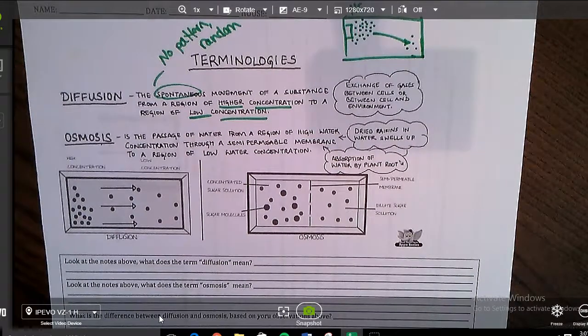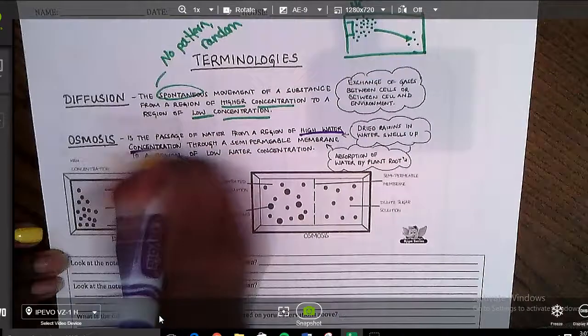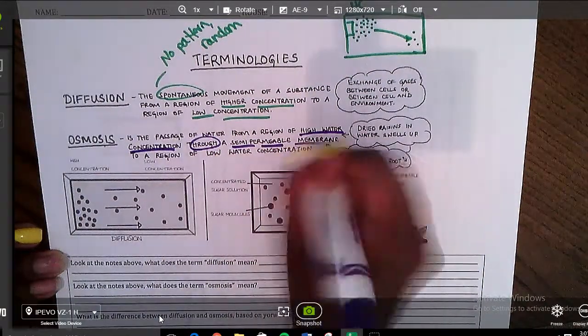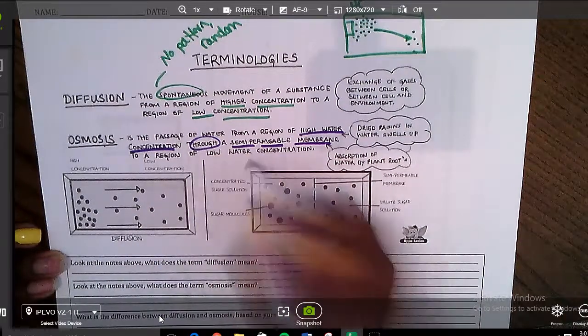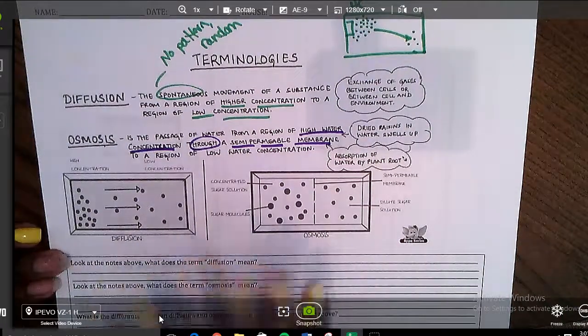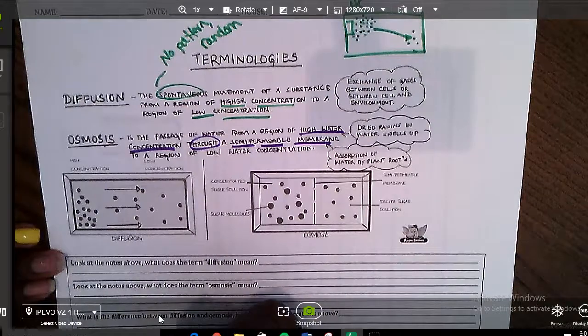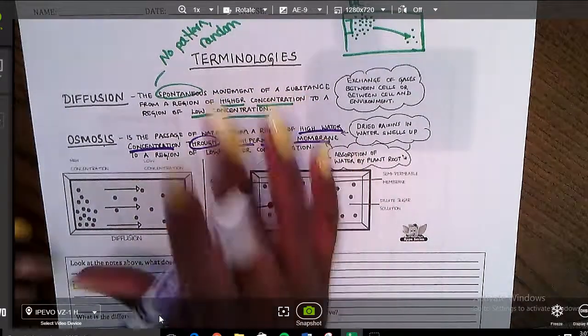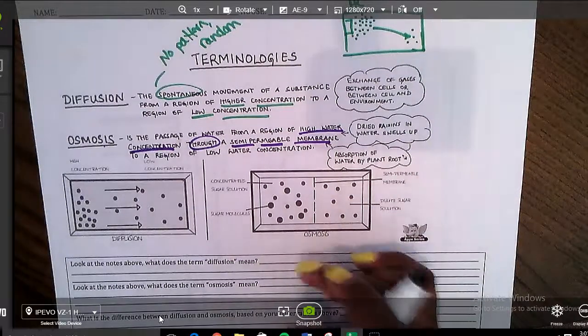Osmosis is the passage of water from a region of higher concentration, so we see that same phrase, through a semi-permeable membrane, to a region of low water concentration. So now we have some things that we need to focus on. Diffusion is just the movement of molecules or atoms out in the open. They don't have to cross over anything.